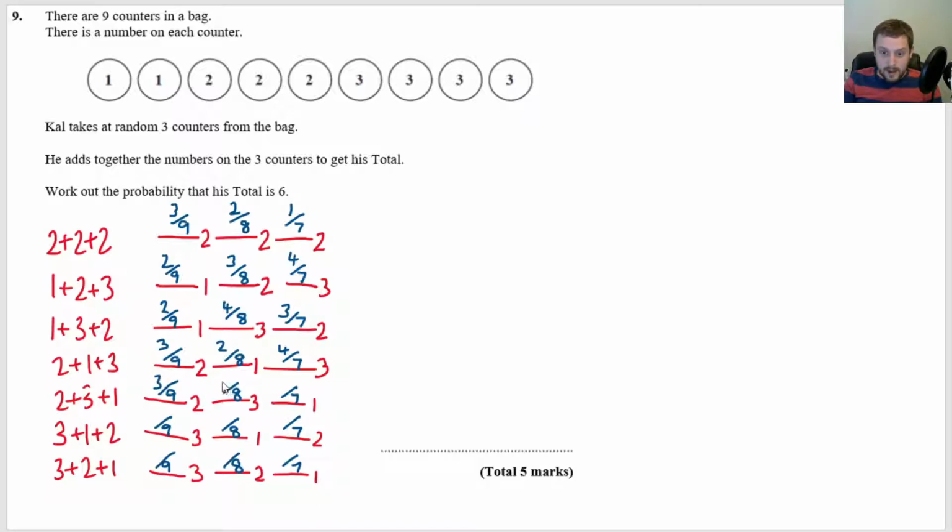So 3 over 9, 4 out of 8 for the 3, and then 2 out of 7 for the 1. How many 3s are there? There's 4. How many 1s are there? There's 2, and then there's 3 2s. And then lastly, 4, 3, 2. And so what we're going to do is we're going to have 3/9 times 2/8 times 1/7, and we're going to have 2/9 times 3/8 times 4/7. But we're actually going to have 6 of those, aren't we?